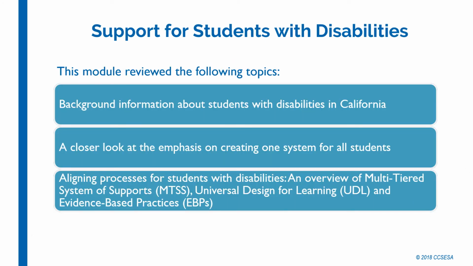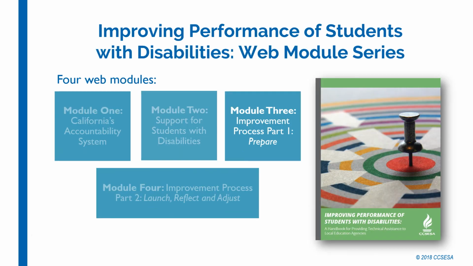In this module, we reviewed background information about students with disabilities in California. We took a closer look at the emphasis on creating one system for all students, and we discussed aligning supports for students with disabilities through an overview of multi-tiered system of supports, MTSS, Universal Design for Learning, UDL, and evidence-based practices, EBPs. The next module in our series, Module 3, supports school teams in preparing for an improvement process.